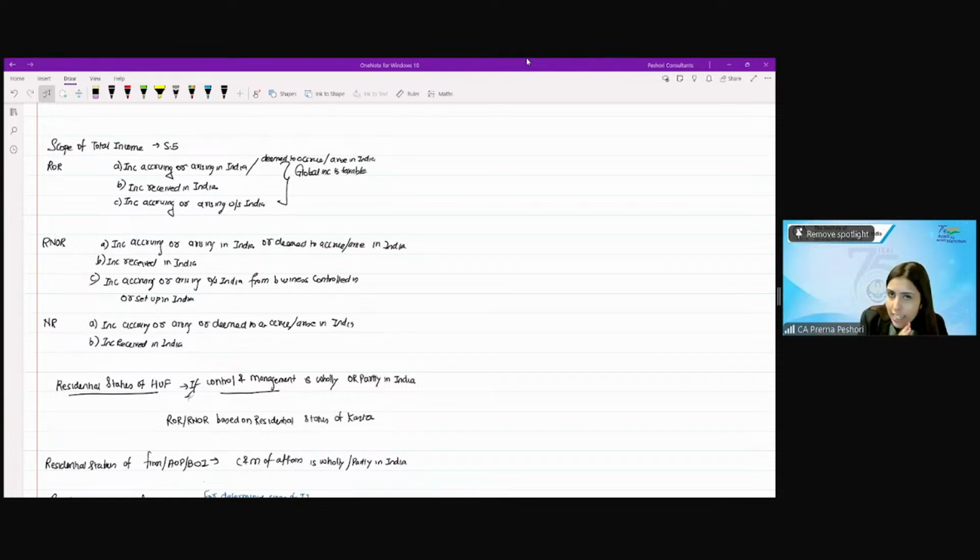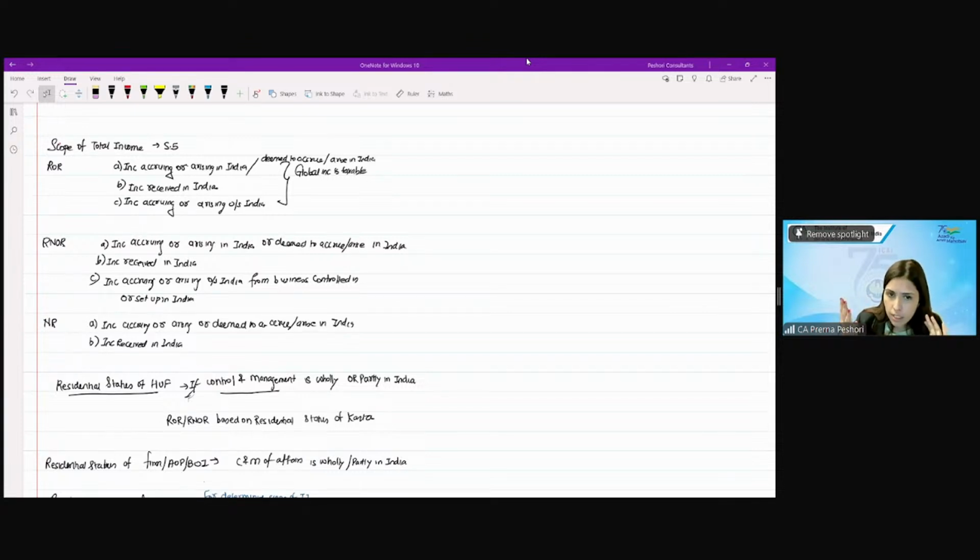Now, there is no clear answer to that. The Act just uses the words accrue or arise, but it does not define what we mean by accrue or arise. But the general understanding is that accrue or arise means where the income is originating.